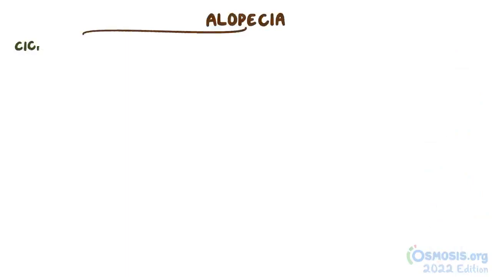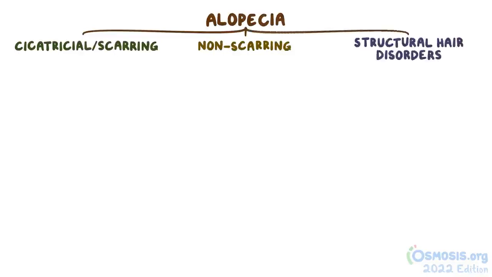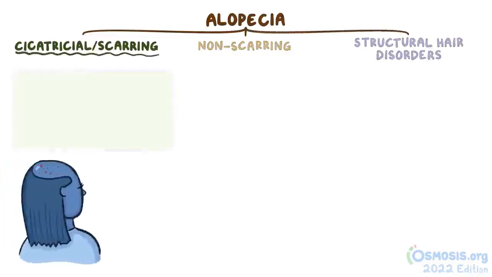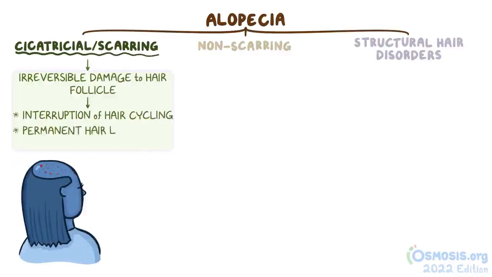Alright, as a quick recap, alopecia may be a manifestation of a wide variety of disorders, which can be broadly divided into cicatricial or scarring alopecias, non-scarring alopecias, and structural hair disorders. Cicatricial alopecias are characterized by irreversible damage to the hair follicle that results in interruption of hair cycling and permanent hair loss if not treated in time.